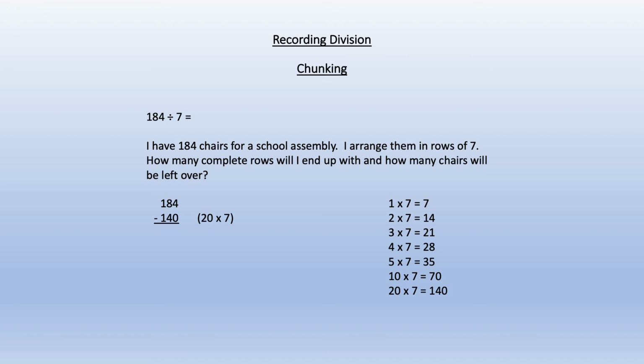Children are encouraged to write down the multiples of 7 on the right hand side so they can refer to them throughout the problem. The first multiple of 10 that we can easily identify here is 20 times 7, which equals 140, which we will take away from 184, leaving you with 44. Then subtract 42, because from our 7 times table we know 7 times 6 equals 42, so we can take that away from 44 to leave 2.